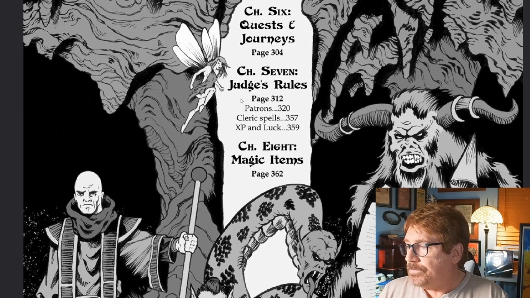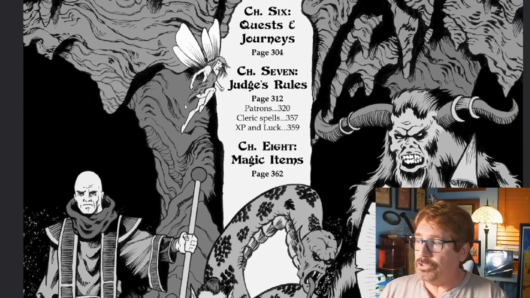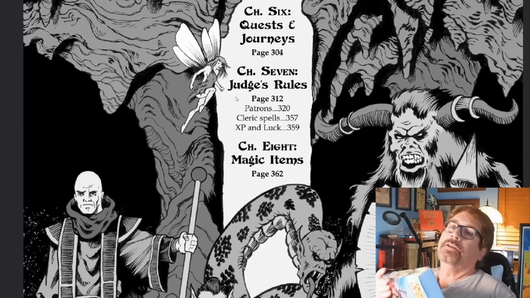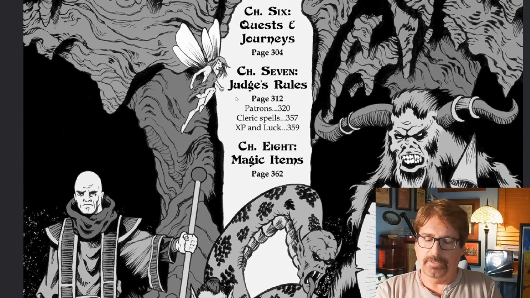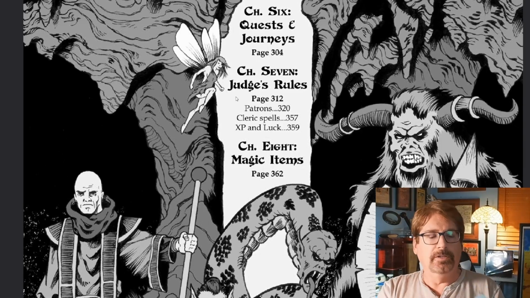Then next is chapter 7, the judge's rules. This is the dungeon master rules. So this is just one book. It's the player's handbook and the dungeon master guide all in one book. In fact, this is it right here. It's massive. It's huge. The last page is like page 512. So everything you want in one book.